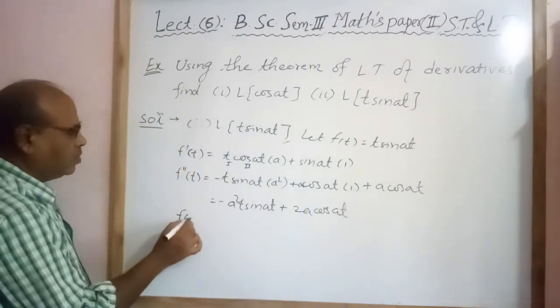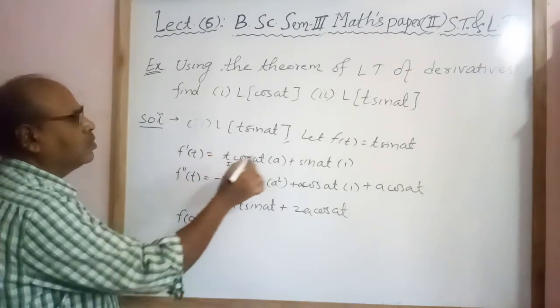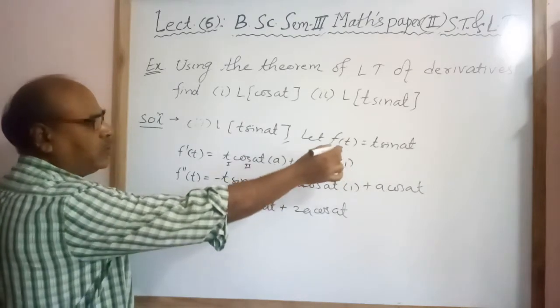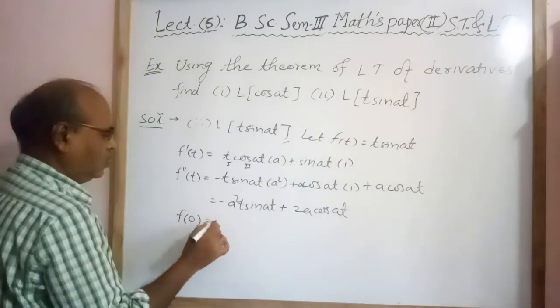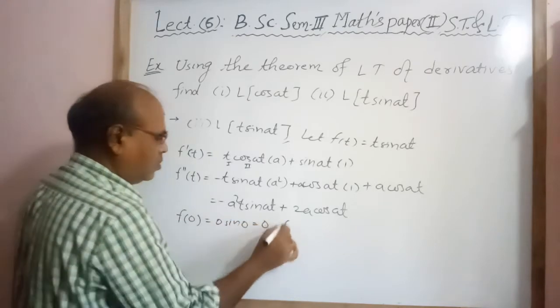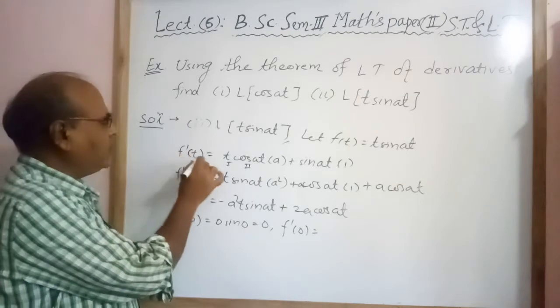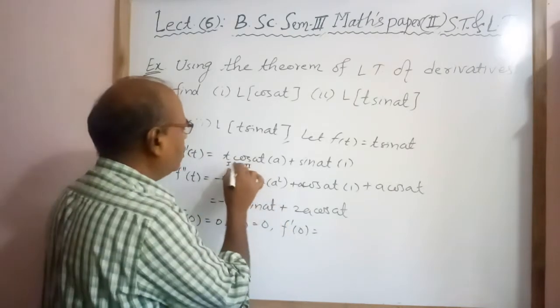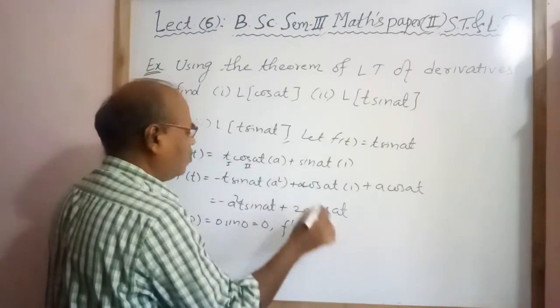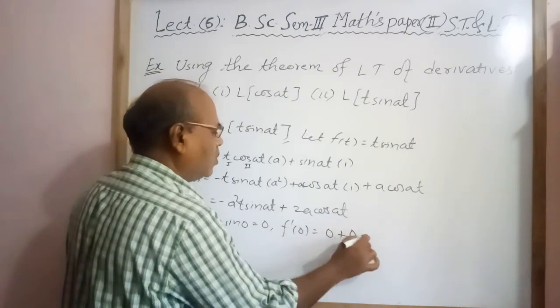Now we find f of 0. Put t equal to 0: f of 0 is 0 sin 0, therefore 0. Then f dash of 0: in the derivative f dash of t, put t equal to 0. Here t cos 0, in the first term is 0, and second sin 0 is 0, therefore this is 0.